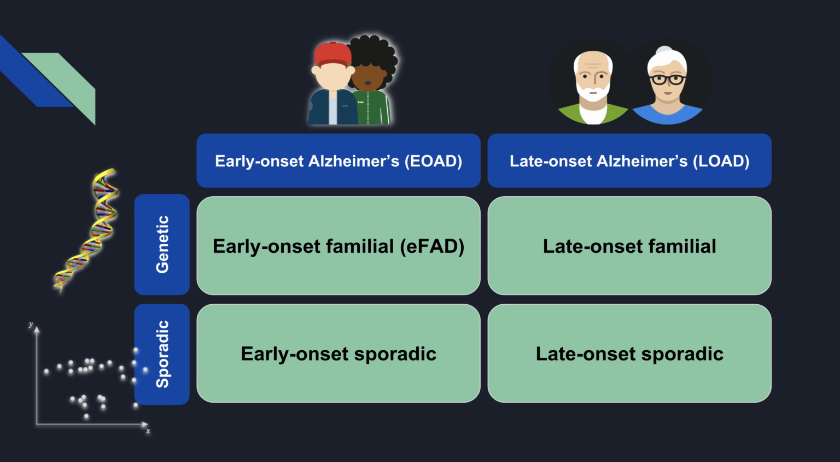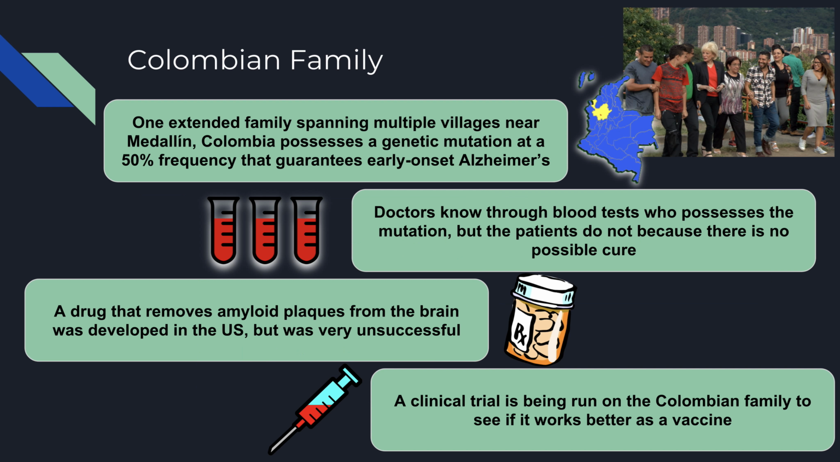One family that has been critical to research on the genetic component of Alzheimer's is from areas surrounding Medellin, Colombia. Around Medellin, Colombia, there's a large extended family in which a genetic mutation is present at 50% frequency that guarantees early onset Alzheimer's disease. Doctors who studied the family to learn more about the disease perform a blood test on all of the family members to see where the gene is present. Because the presence of the mutation guarantees early onset Alzheimer's disease and there is no cure, physicians do not inform the patients when the mutation is present.